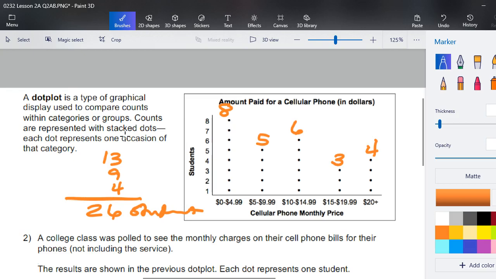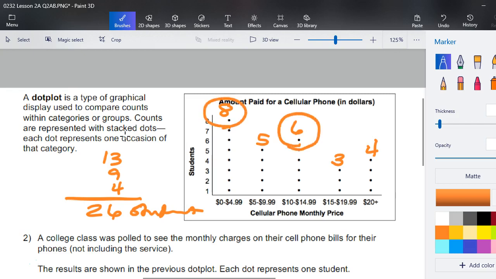We can see every piece. We can't see the exact number of what the student pays, but we get to see the question that was asked and the result from the question. Part G, in the dot plot, how do you tell which prices are the most popular or the least popular?